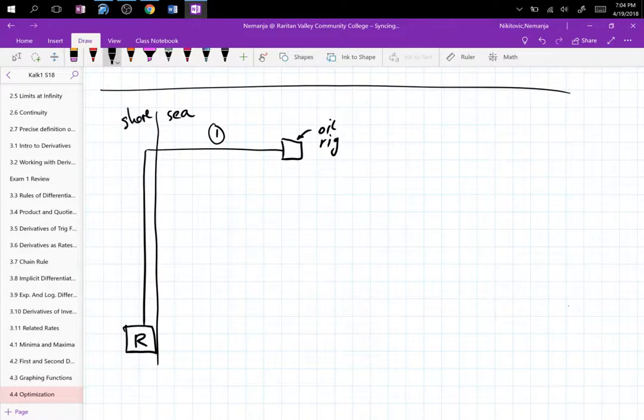The other option for you is to run the pipe diagonal. Now, all of this pipe is underwater, right? So you are only using the very expensive pipe, and you are not using any ground pipe at all. So which one is going to win?